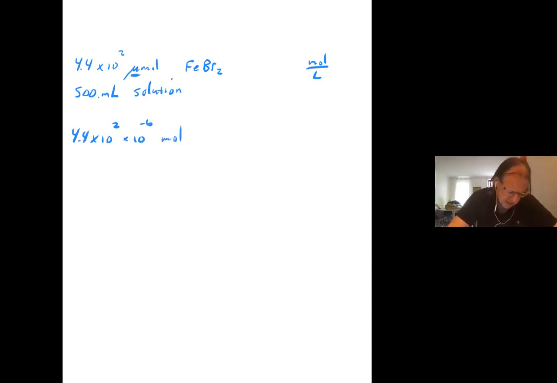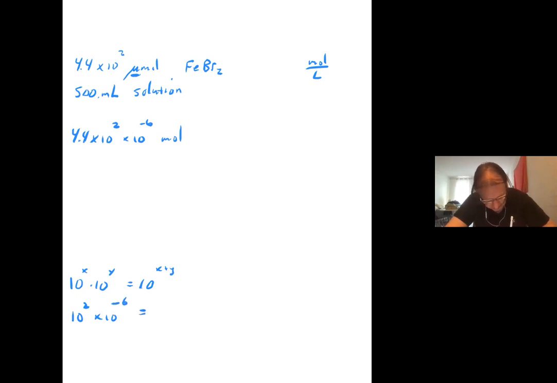10 to the 2, 10 to the minus 6. Remember, when you multiply powers of 10, you add the exponents, right? So you just add them. So for example, 10 to the 2 times 10 to the minus 6, you just add these two numbers together, so you get 10 to the minus 4, okay? So now you've got 4.4 times 10 to the minus 4, okay? And then that's in moles, right?